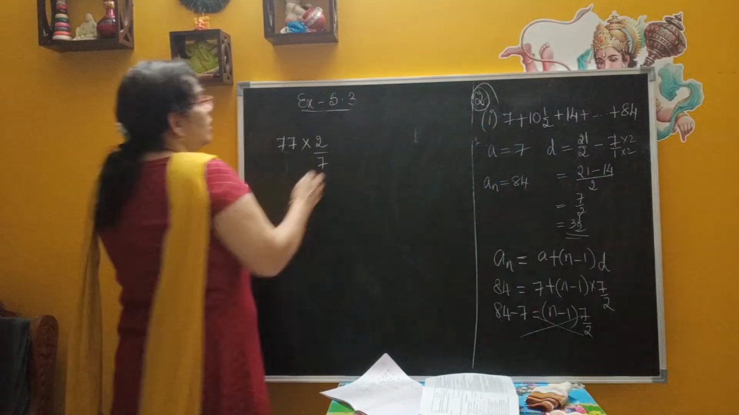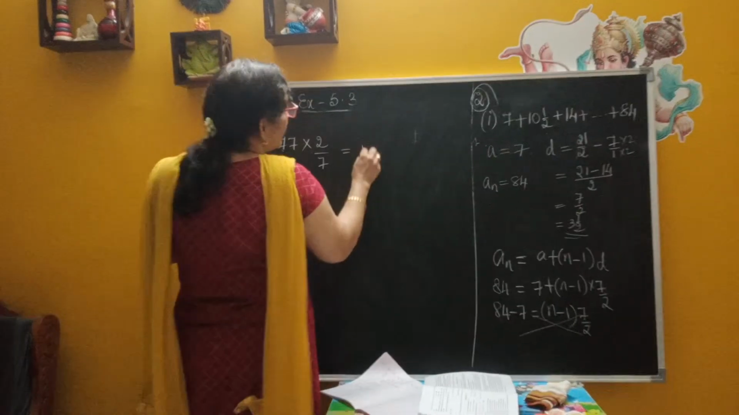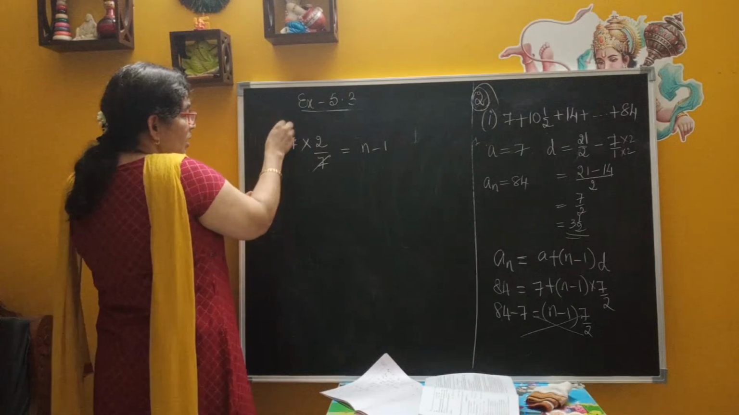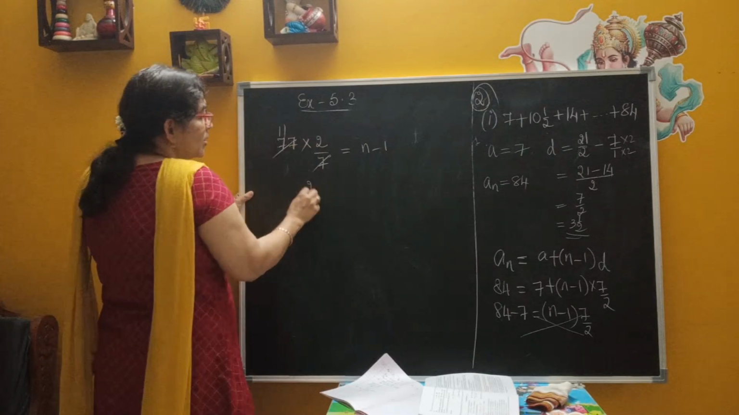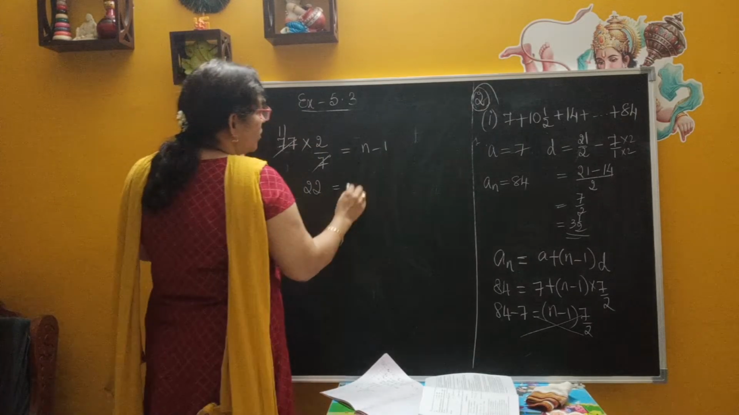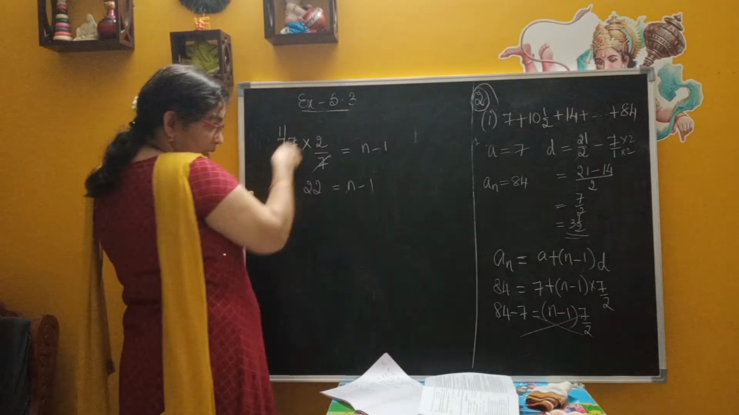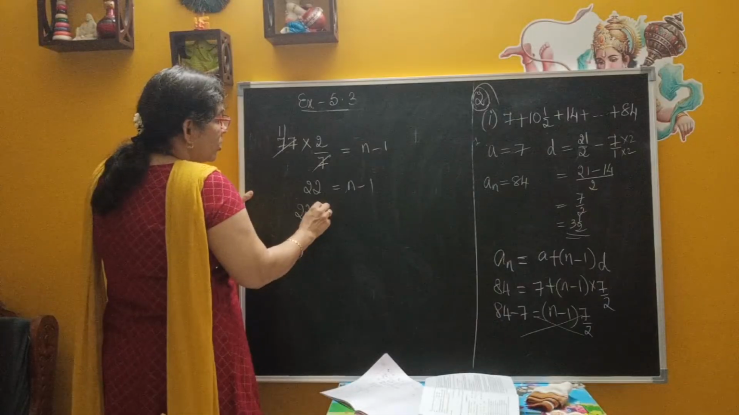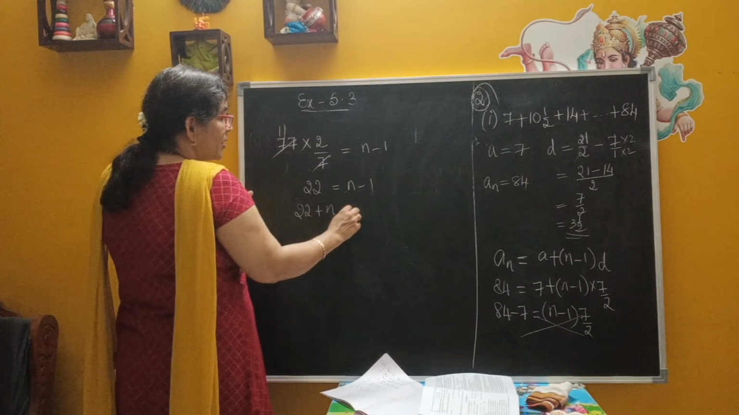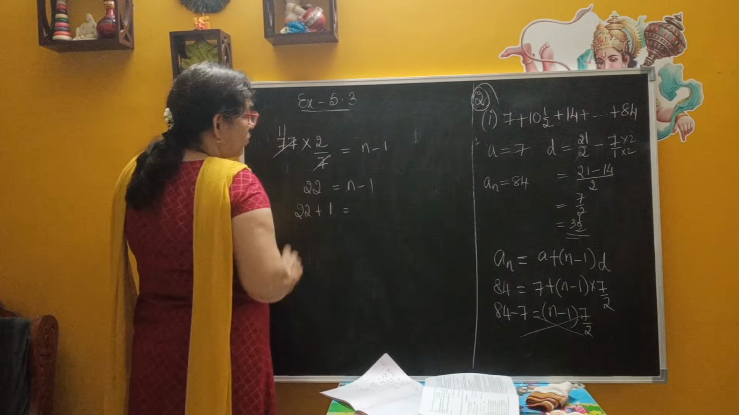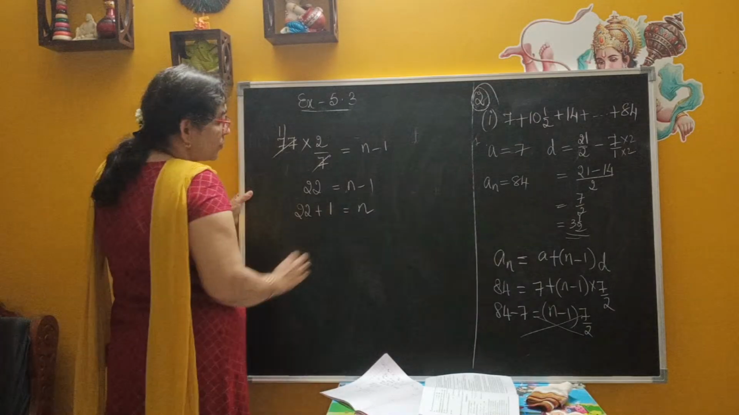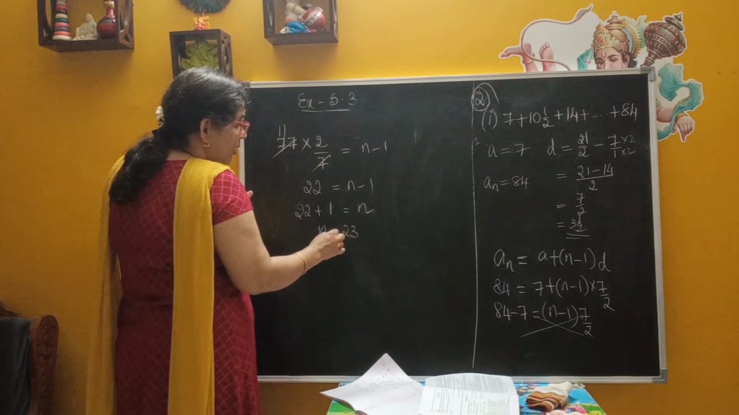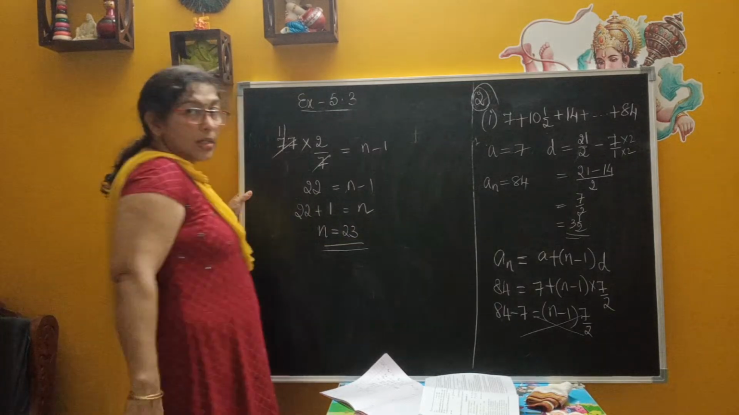So 2 by 7 is equal to N minus 1. 7 ones are 7, 11 twos are how much? 22 is equal to N minus 1. Again, transpose minus 1 to LHS. 22, then minus 1 becomes plus 1, is equal to N. So 22 plus 1 how much? 23. So N is equal to what? 23. Okay, N is equal to 23.